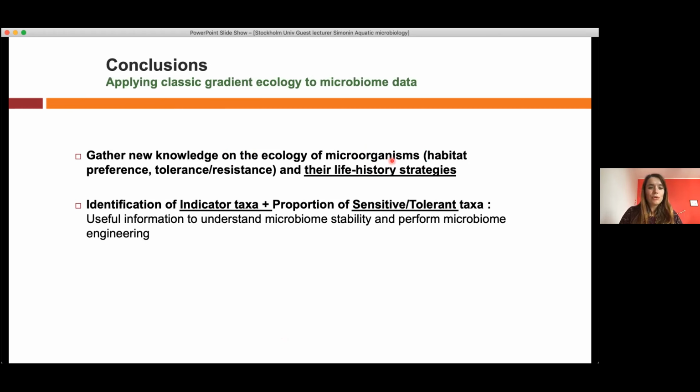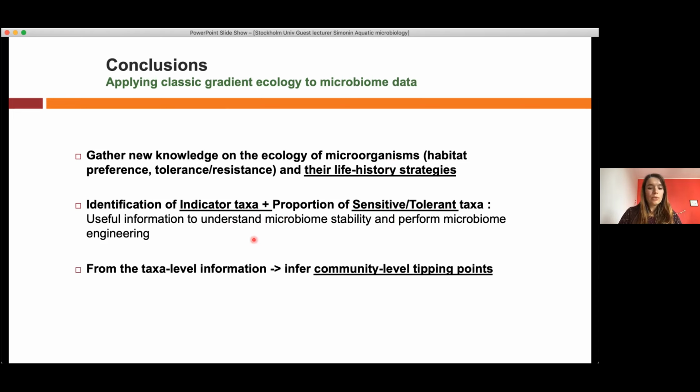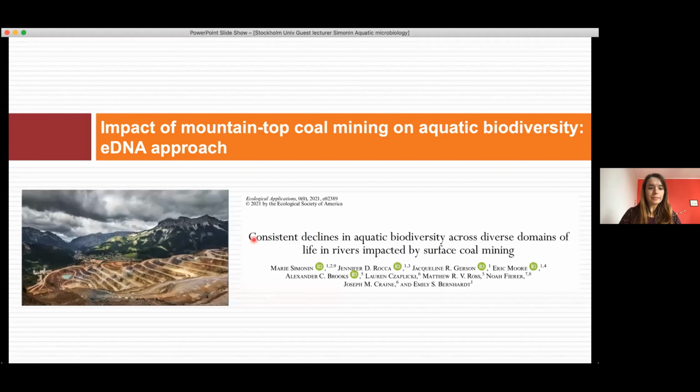From a more applied point of view, we are able to identify indicator taxa, the proportion of sensitive and tolerant taxa in a community. And that could be useful information to understand the future stability of those microbiomes to future disturbances or an intensification of urbanization, and potentially perform microbiome engineering to restore some of those communities. And so an interesting thing is that from this taxa level information, we can then infer community level tipping points that could be useful for environmental monitoring and pollution regulation. So that was the first part.